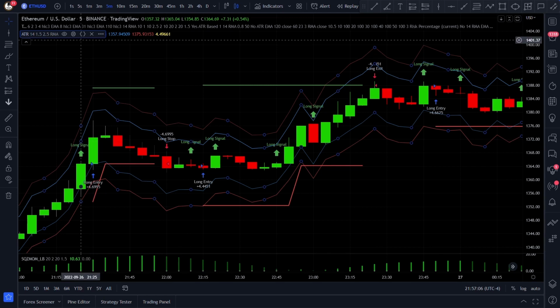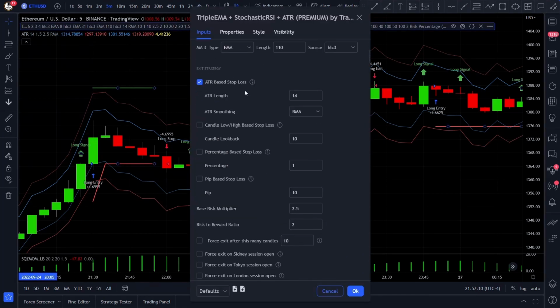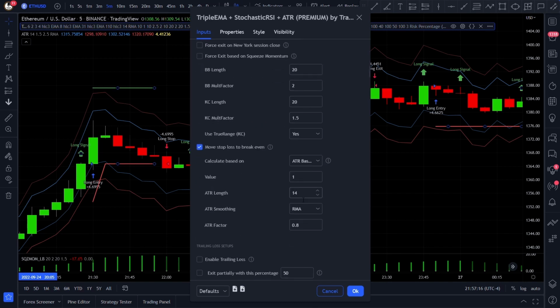Back to the script settings. Take a look at your basic stop loss setup. In my case, it's a 14-length RMA smoothed ATR, so that's what I want to use at the break-even setup. And as my desired move to break-even level is after 1.5 times the ATR distance has been reached, I set the ATR factor to 1.5 and change the calculate based on option to ATR based.